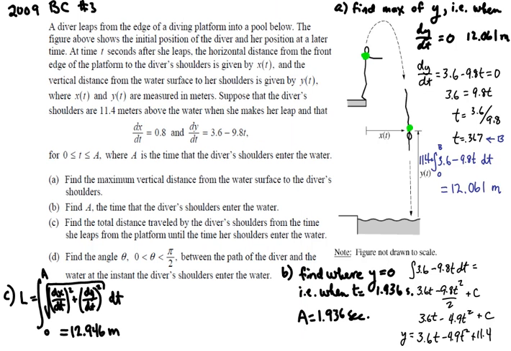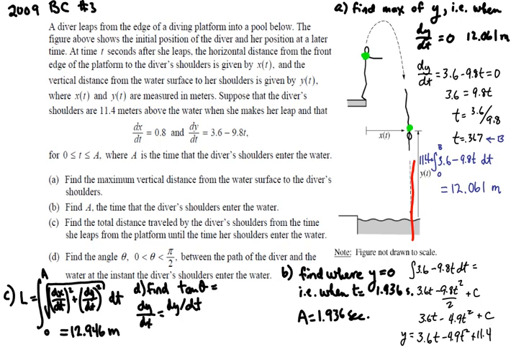In part D, we're asked to find the angle theta, where theta is between 0 and pi over 2, between the path of the diver and the water at the instant that the diver's shoulders enter the water. So what we're actually looking for here is the slope of the tangent line of the parametric curve at that particular instant that the diver's shoulders enter the water. And since we have the tangent of that, then we're going to use arctangent to find the angle associated with that tangent.